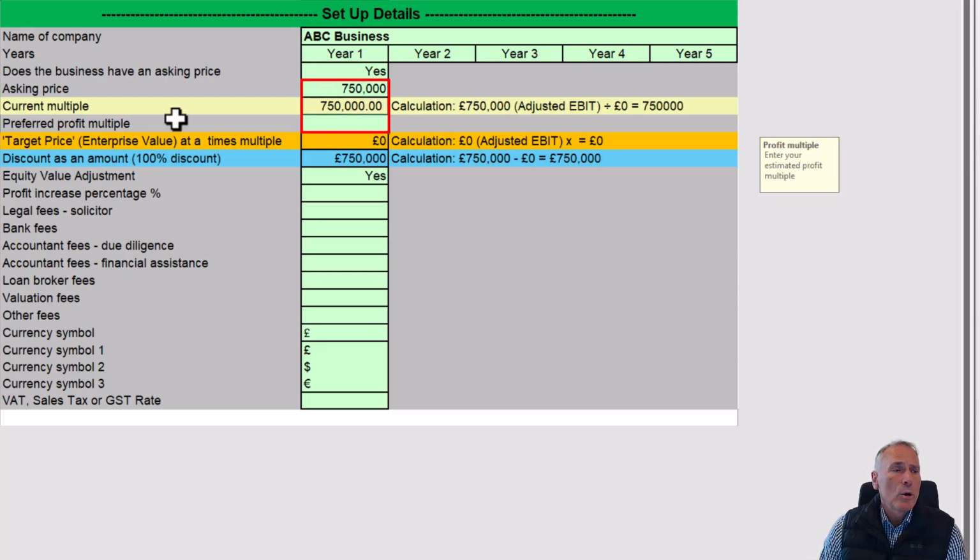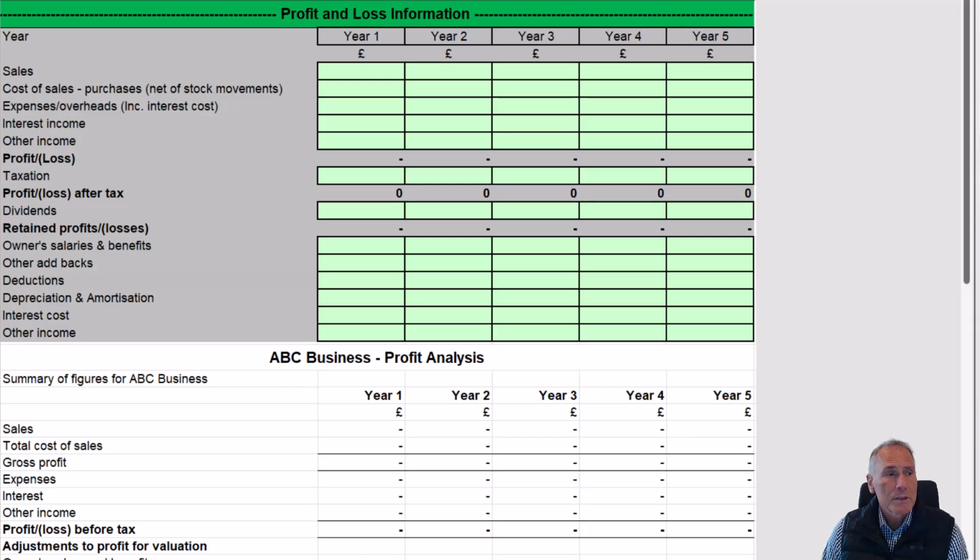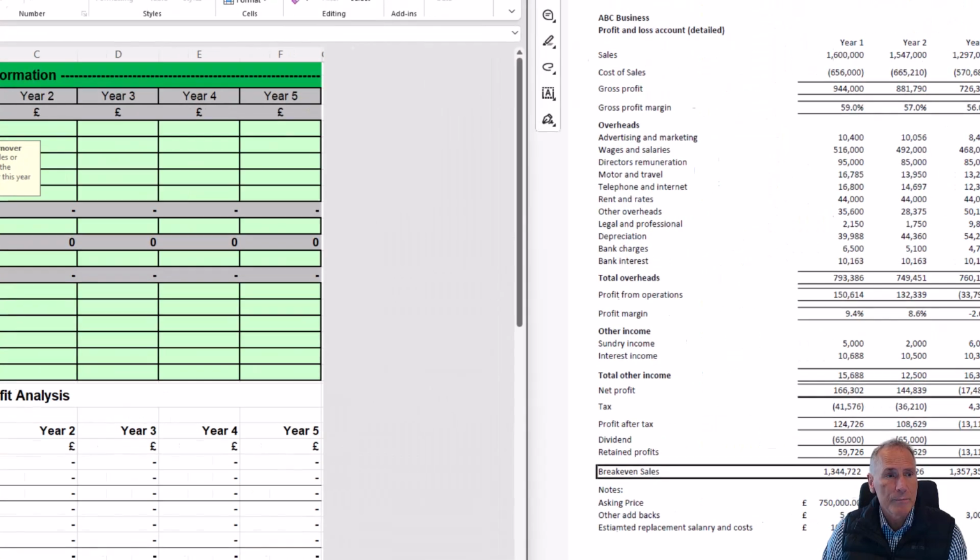And you may or may not want to enter it at this point, but you may have a preferred multiple that you would want to pay for a business. You may get a feel for the size of it, the type of business that it is, and what sector it is in. Now I'm going to start off with a multiple of 3, for example, in this case. Now that's all I need to enter at this stage on the setup. So what I'm going to do next is go to the profit and loss entry information.